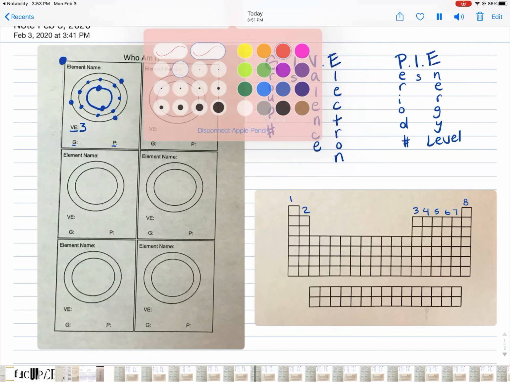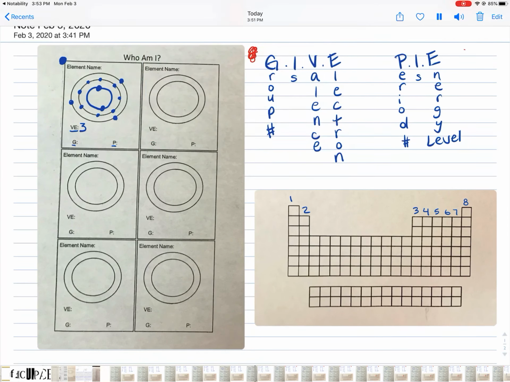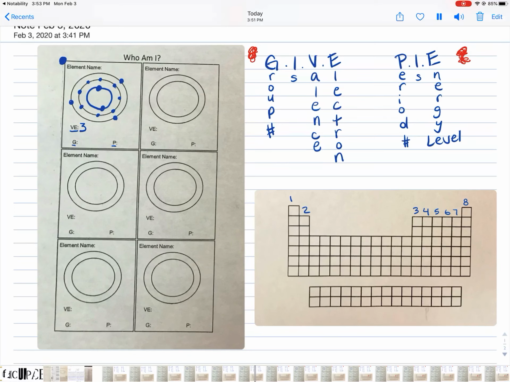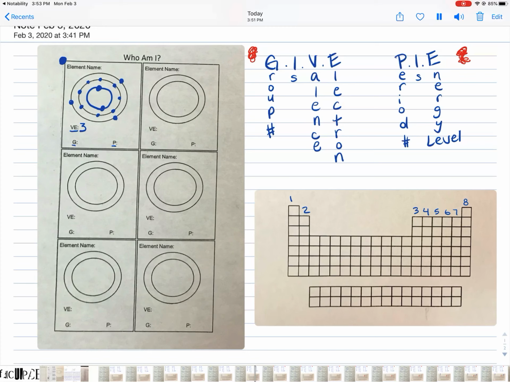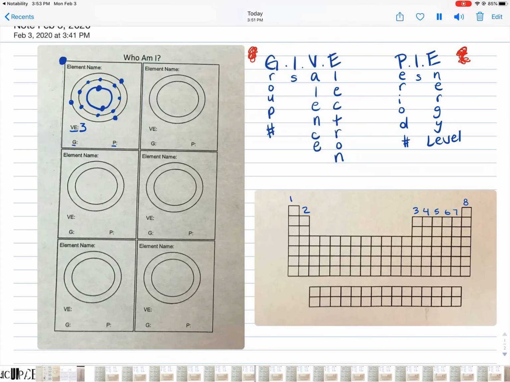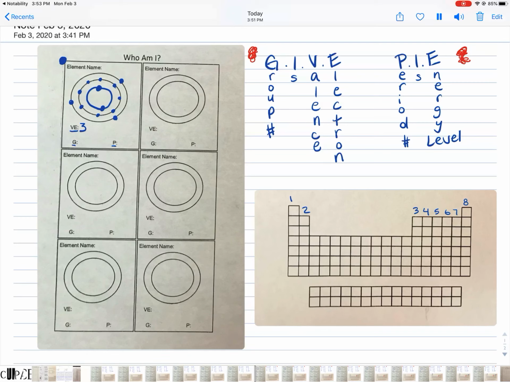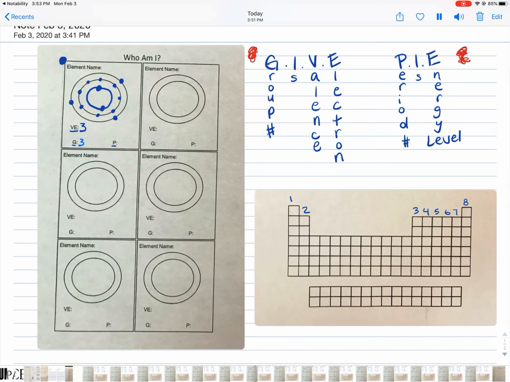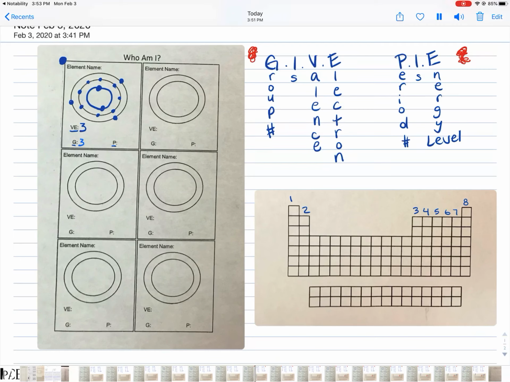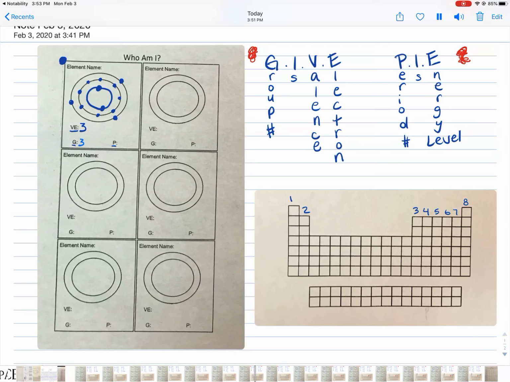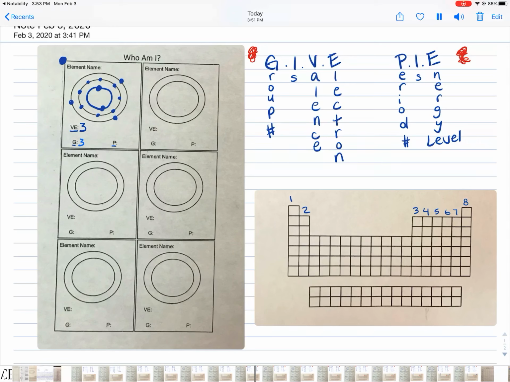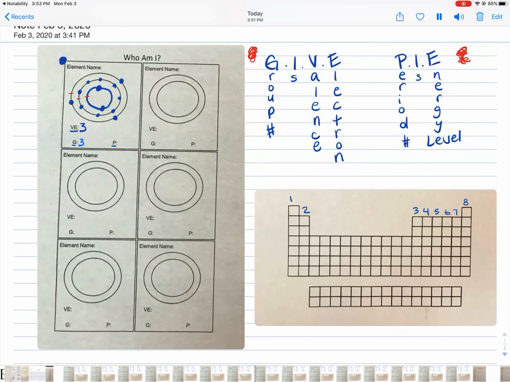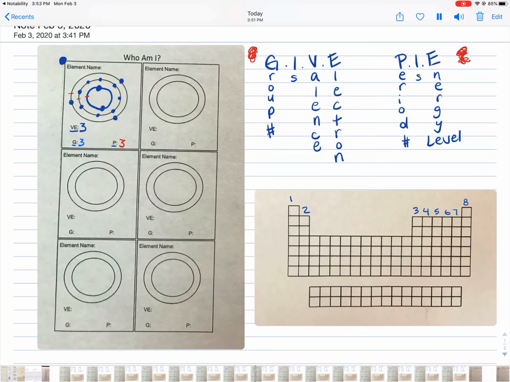If I use GIVE and PI over here, remember those acronyms that we set up to help us remember things. So looking at that, if I need to find my group number, then I simply go off of my amount of valence electrons, and that will tell me the group number because GIVE stands for that. So I have 3 valence electrons. That means it's in group 3. From there, if I look at PI, PI says that the period number is the amount of energy levels. So I need to count my circles that are being used. So I've got 1 circle, 2 circles, 3 circles. So then my period is 3.